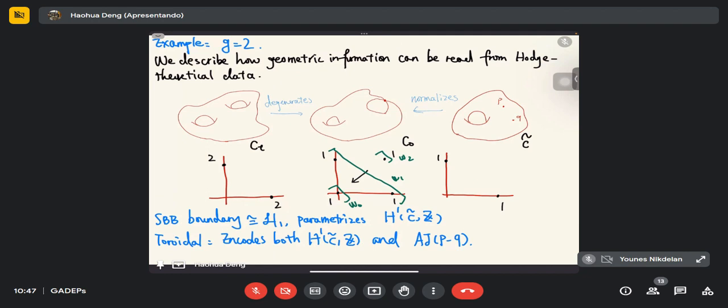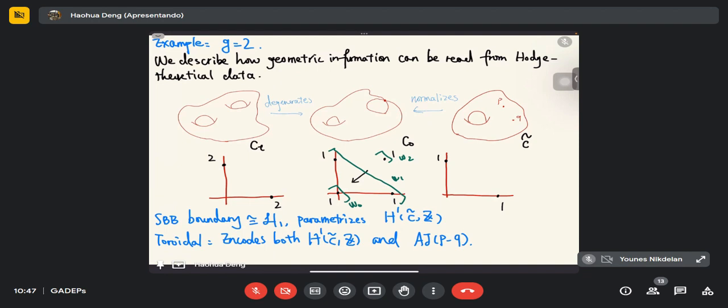So in this case, from the SBB boundary components, we can read off what is the pure Hodge structure on the first cohomology of this normalized curve, right? So this is isomorphic to the first cohomology. It parameterizes the Hodge structure on this H1 of C tilde, Z.